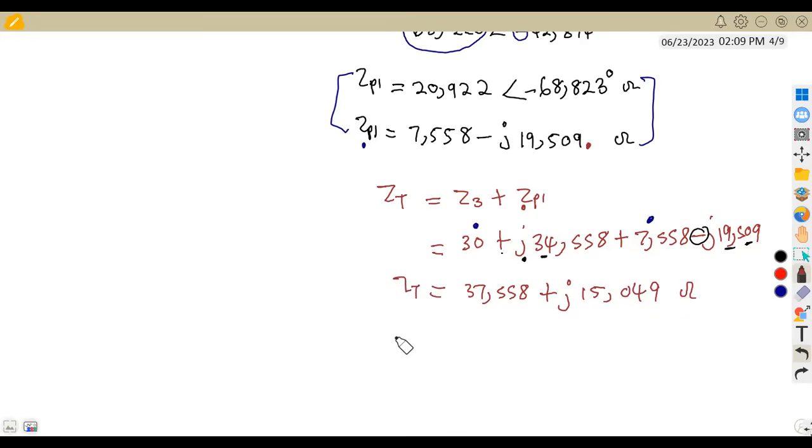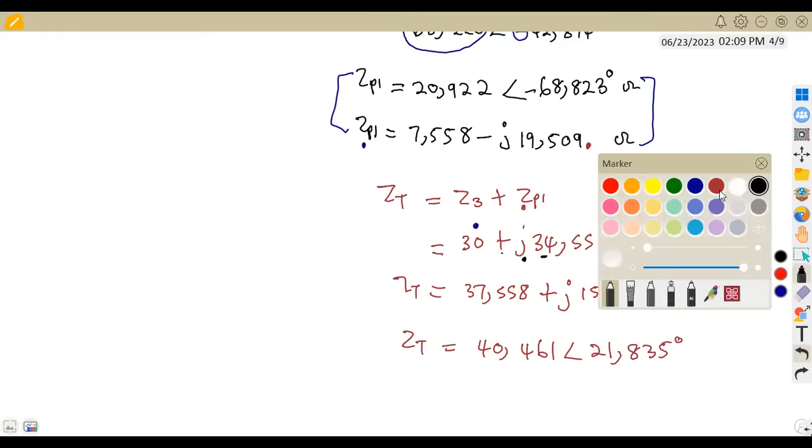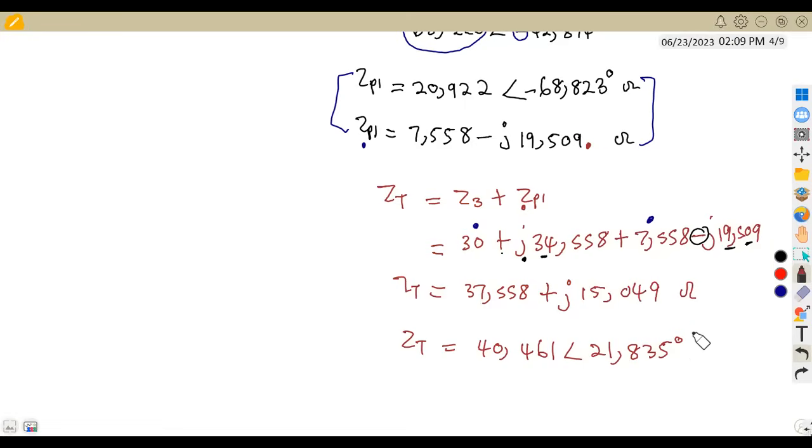And with this total impedance, again, it is best for us to convert this to polar form. I think now we are used, guys, to converting to polar form. If you convert to polar form, you are going to obtain 40.461 angle of 21.835 degrees. All right, so this will be our total impedance. In this case, we've got our total impedance in both formats, the rectangular and the polar form.